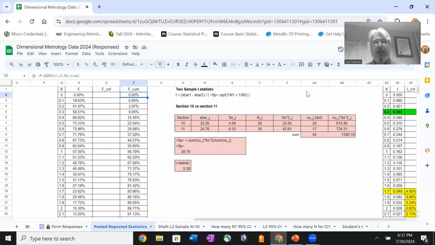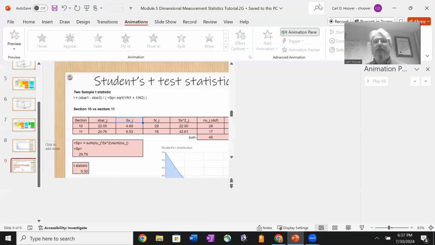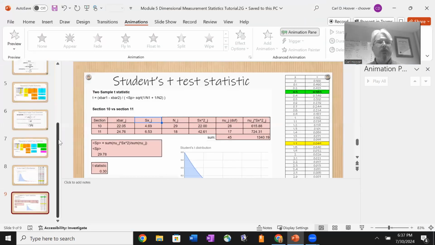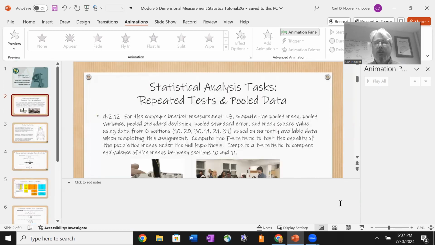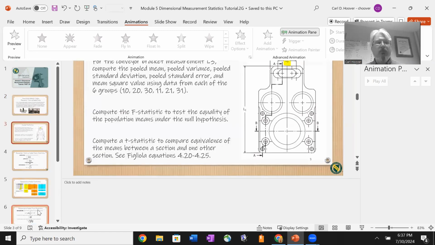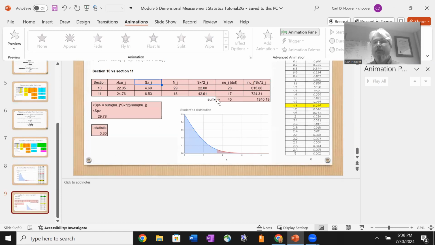So that's the basics of the pooled statistics, pooled repeated tests for pooled data, and how we approach looking at solutions for this class of analysis of variance. So that's going to conclude this module, and that also concludes all of the statistical analysis tasks for the geometric measurement tutorial for our basic manufacturing statistics module.